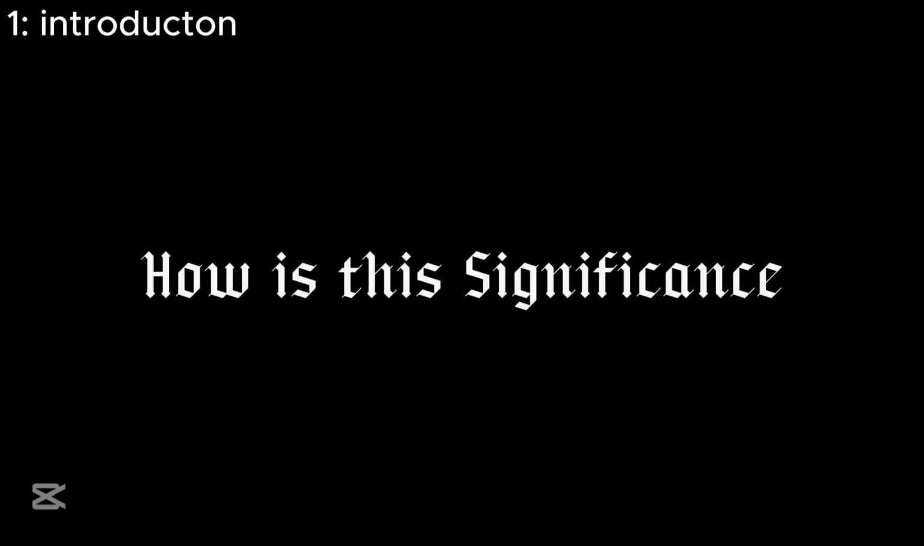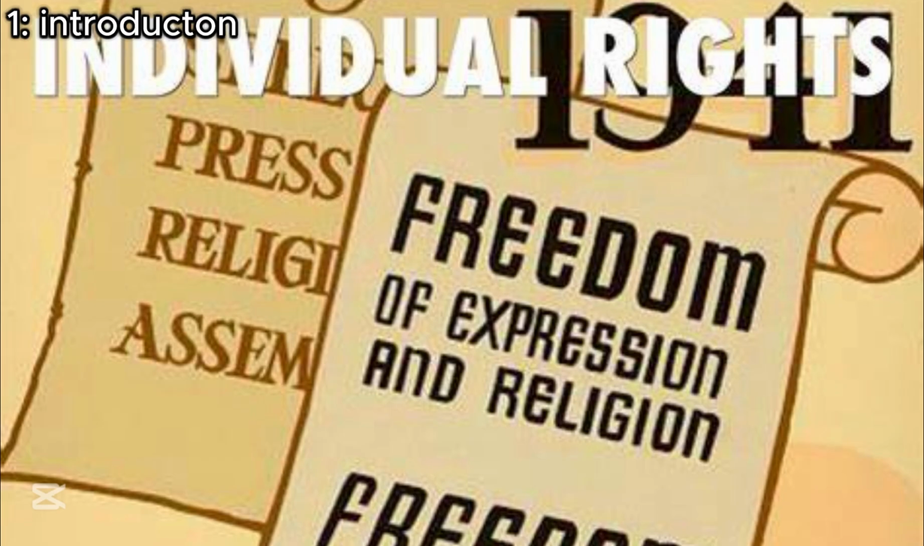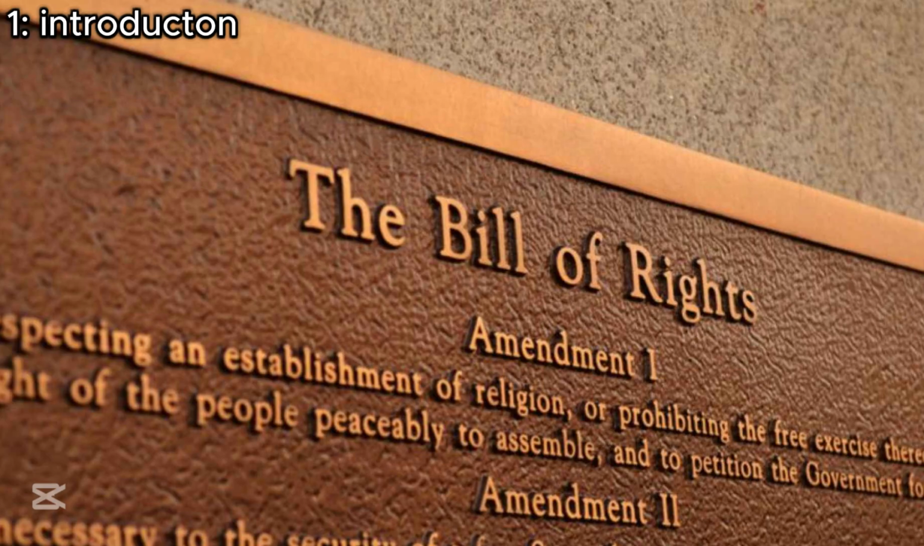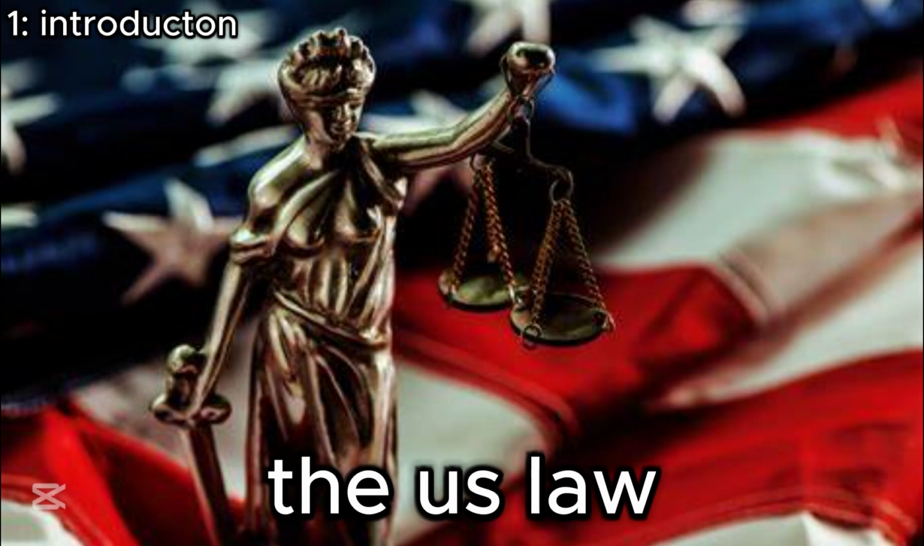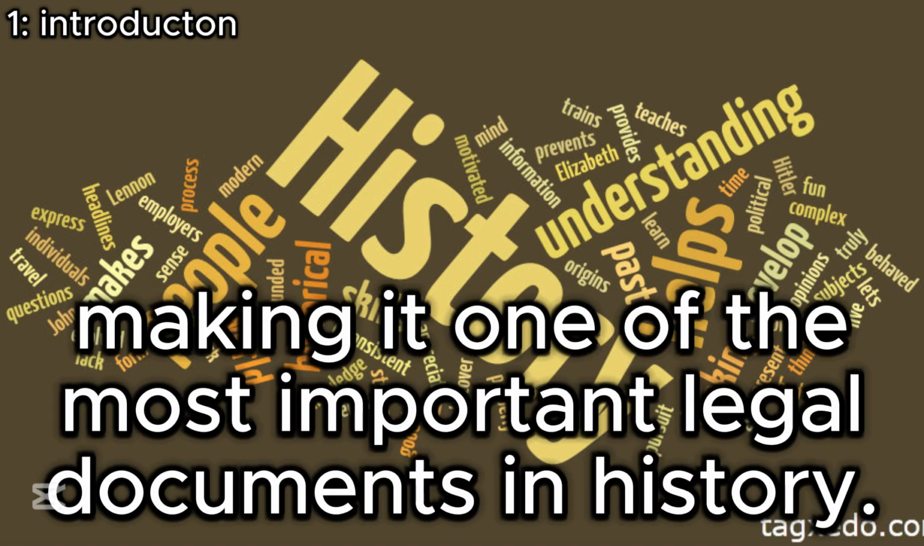Now that you've learned what the Bill of Rights is and what its purpose is, let's talk about how it's significant. Its significance lies in its role as a foundational document for American democracy, affirming that individual rights are paramount and that the government must operate within the bounds of these protections. Over time, the Bill of Rights has influenced not only U.S. law, but also global human rights standards, making it one of the most important legal documents in history.